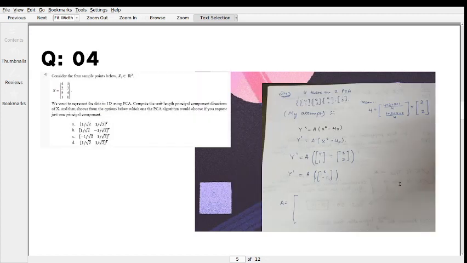The next one, I was not able to solve this question, and I did this attempt. If anyone is interested, he or she can discuss it with me.